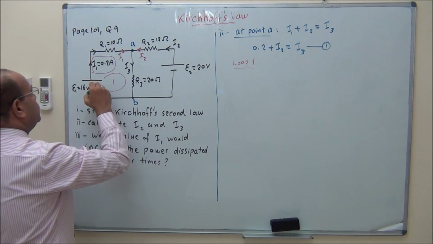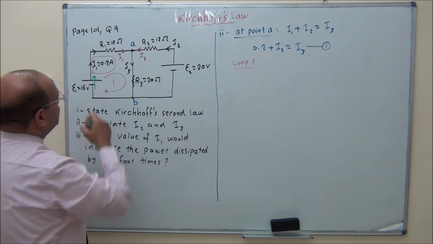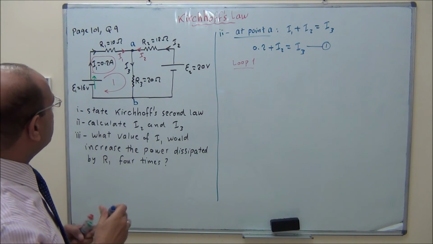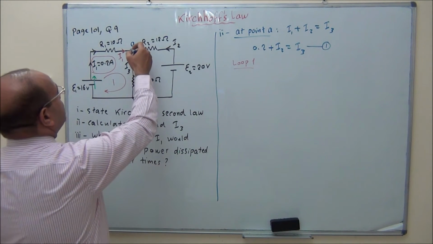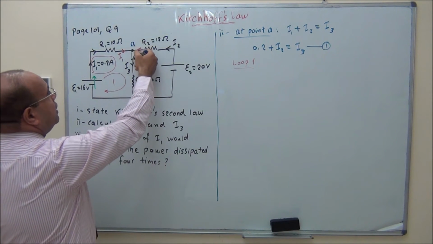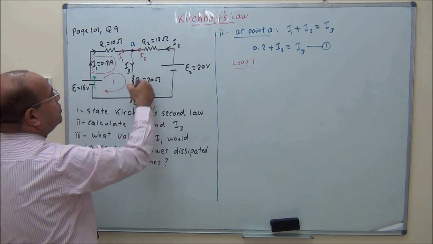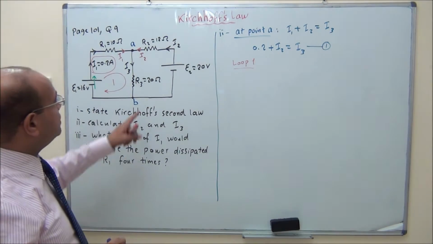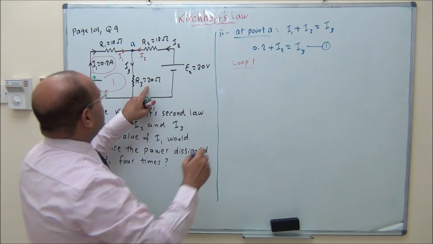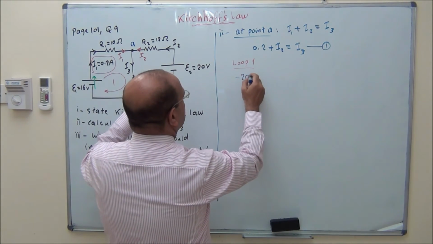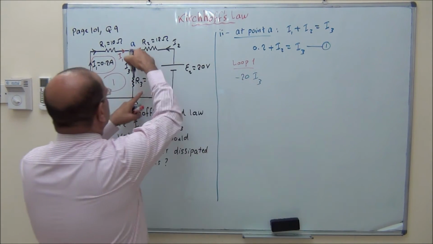So, from small to big. This is just one cell we have in that loop. So, we start from the point A. Okay, now, in that part of the circuit, we have I3. And the resistor is 20. So, it's negative 20 I3.